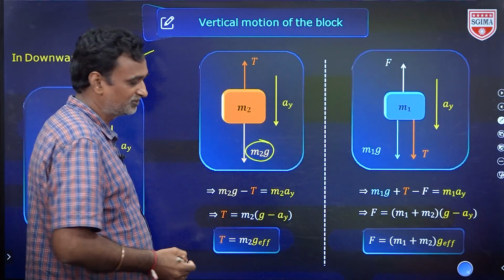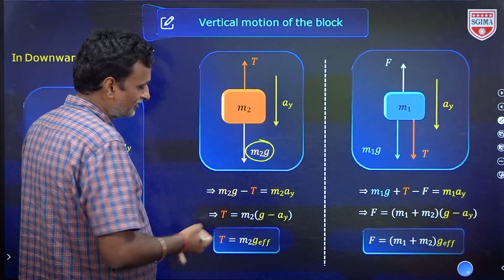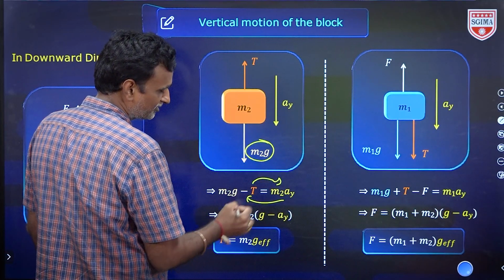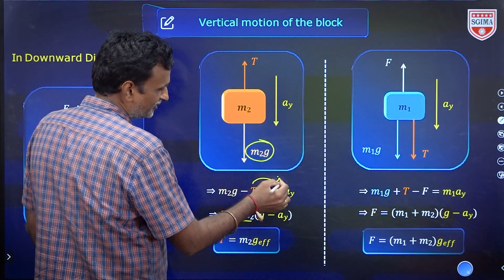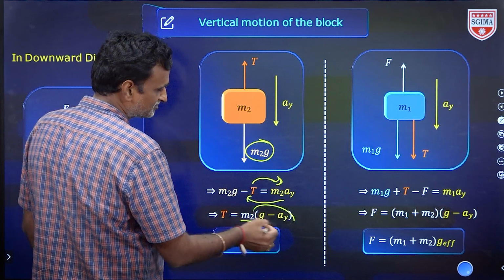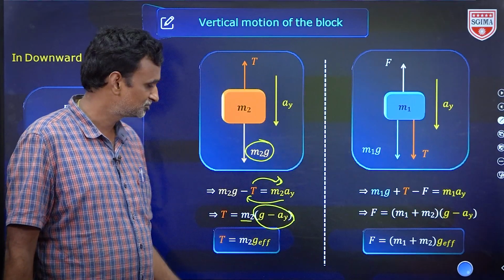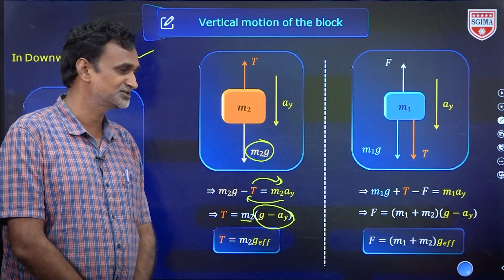So we can write the F net equation. Then T equals this, shifting here it becomes plus, so we get g minus a. Just now I told you in some cases it will come as g minus a also, that is in the downward direction. So here we get g effective as g minus a.